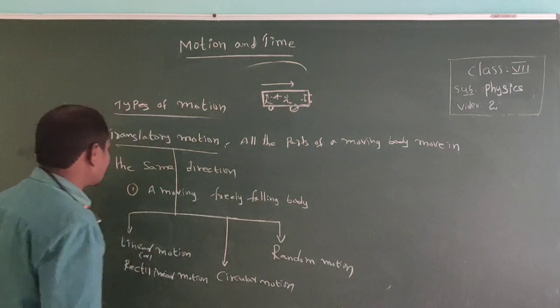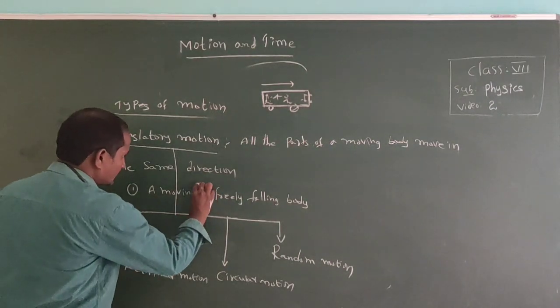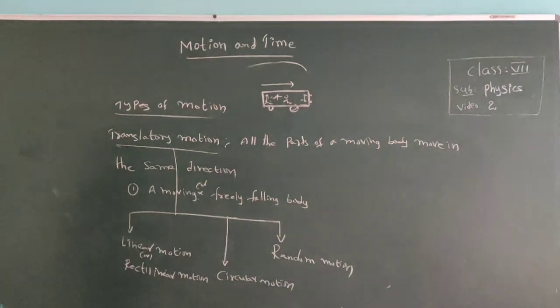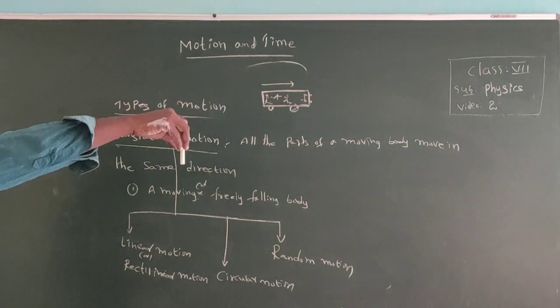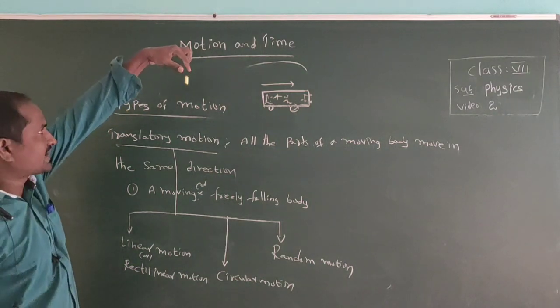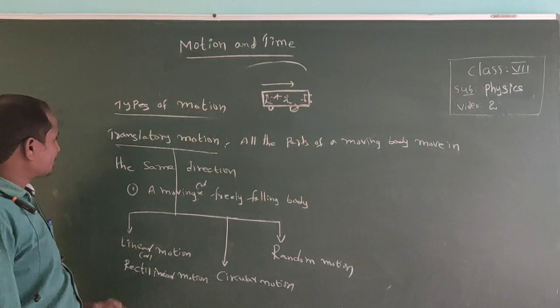These are the examples for translatory motion. Once again, all the parts of a moving body move in the same direction. That is called translatory motion. For example, a moving car, a free falling body, an apple falling from the tree in a vertically downward direction, a chalk piece falling from a certain height in a straight line.